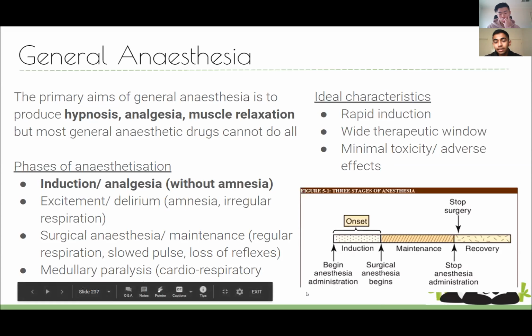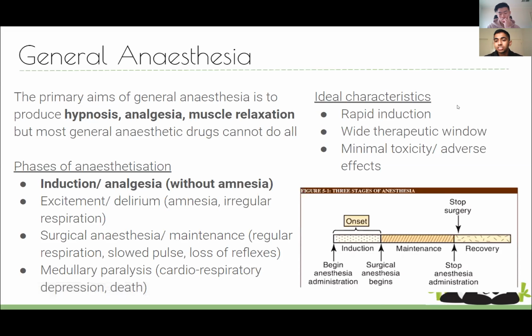and they'll die. Things that we like in anesthetic drugs: rapid induction, because faster is always better. A wide therapeutic window, so it's not hard to do the dosing. And minimal toxicity and adverse effects, because common sense.